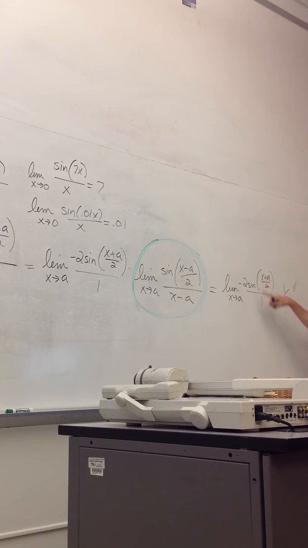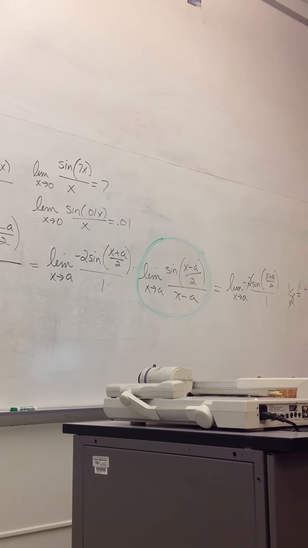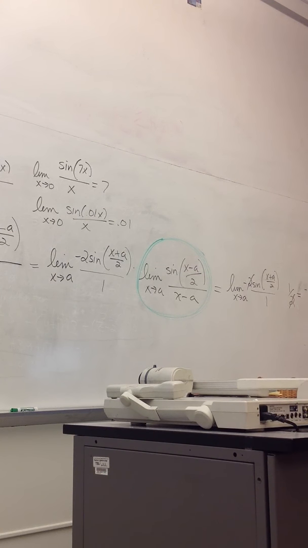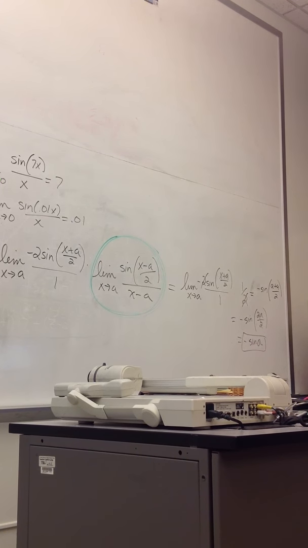Then this isn't causing me any trouble. I can plug a into that, and so I will get negative 2 times, whoops, this 2 will cancel that 2, so we might as well just cancel them. Then I get a plus a over 2, but a plus a is 2a, and the 2's cancel, so I get negative 1 times sine of x, basically. Again, a is just representing x.